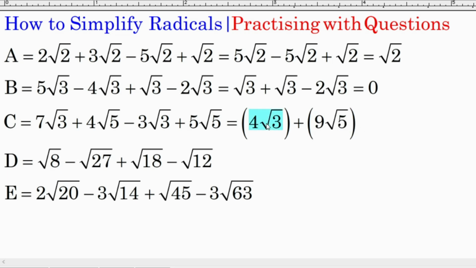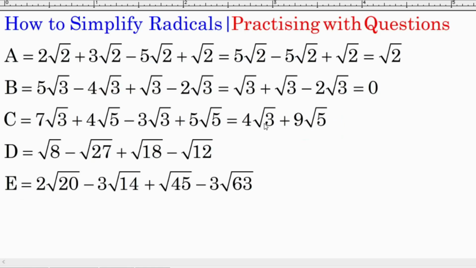Now for the answer here, we cannot add this with this one. So we have 4 square root of 3 and then plus, and with this one we just delete the bracket. So that is the answer for C. Now we finally have solved 3 questions. So let's move on to the next question, everyone.